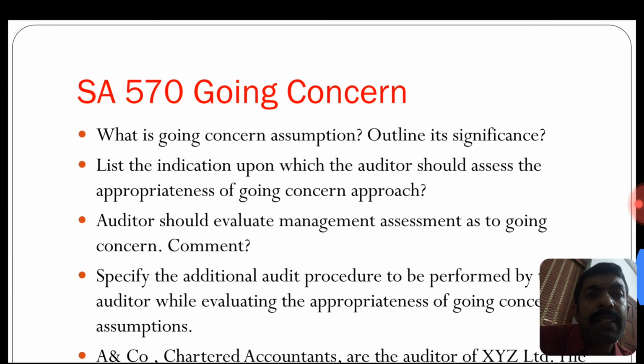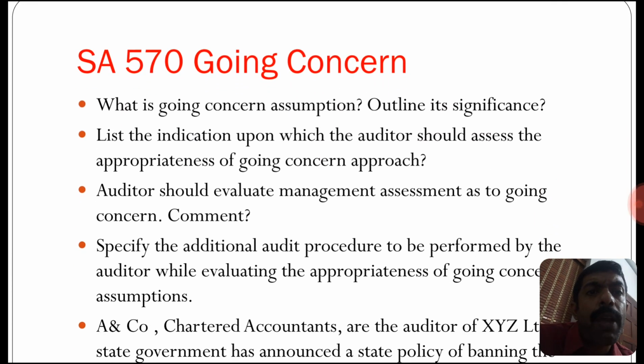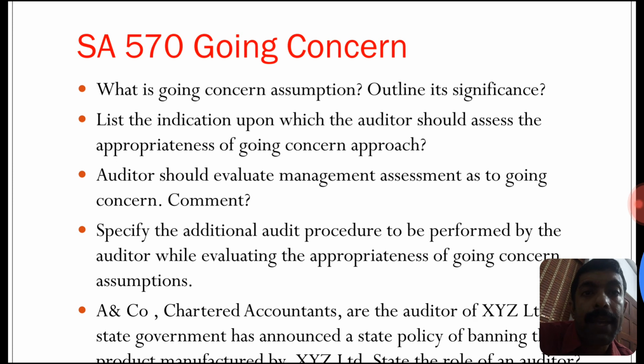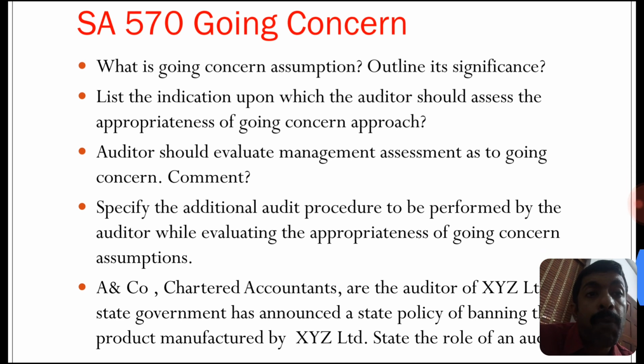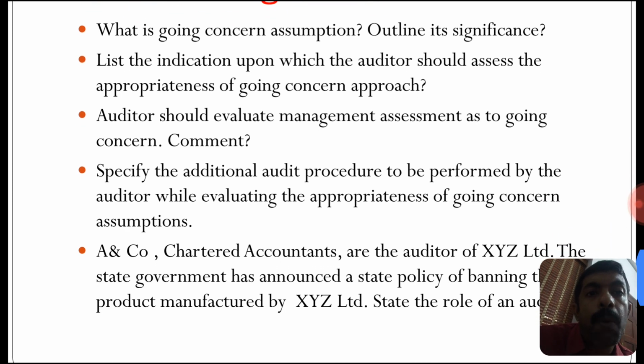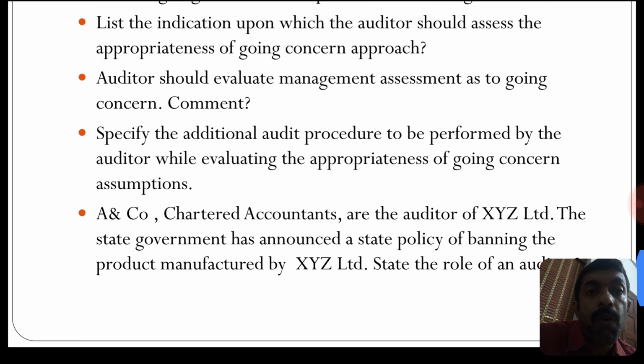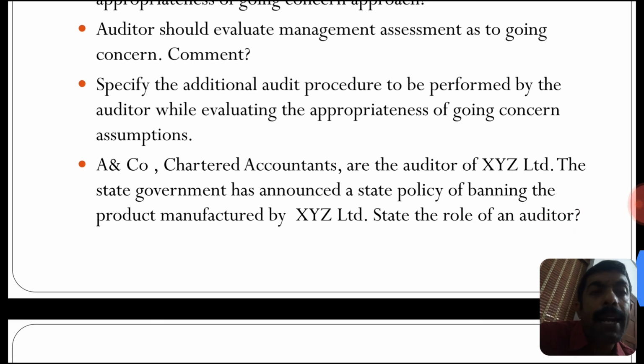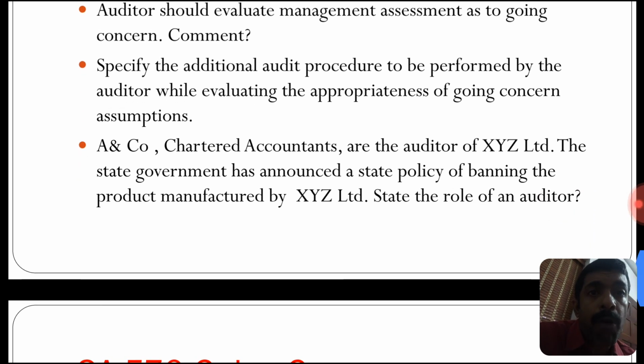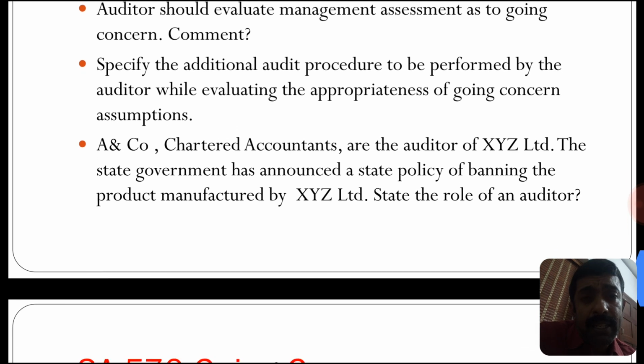SA 570, going concern. What is the going concern assumption? Outline its significance. List indications upon which the auditor should assess the appropriateness of the going concern approach. The auditor should evaluate management's assessment as to the going concern. Specify additional audit procedures to be performed by the auditor while evaluating the appropriateness of the going concern assumption.